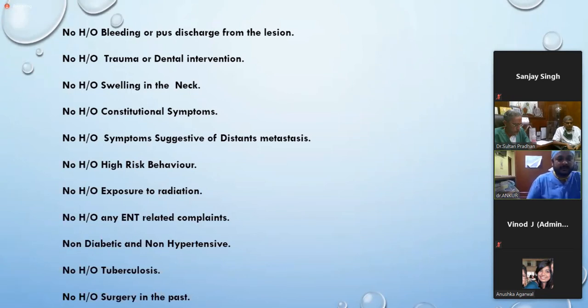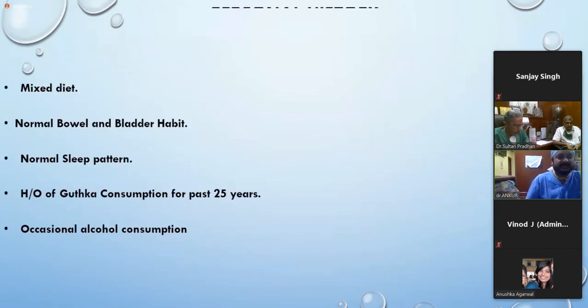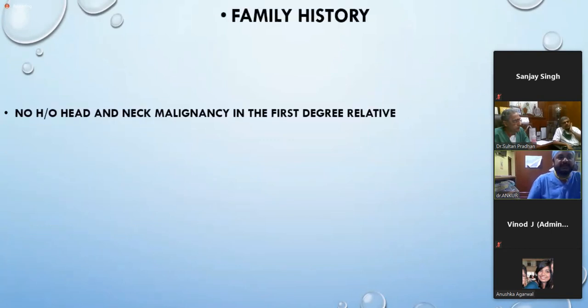No history of COX or any major surgery in the past. In the personal history, the patient consumes a mixed diet with normal bowel and bladder habits and a normal sleep pattern. The patient is a chronic gutka chewer for 25 years, with an occasional history of alcohol consumption also. In the family history, there is no history of head and neck malignancy in the first degree relatives.